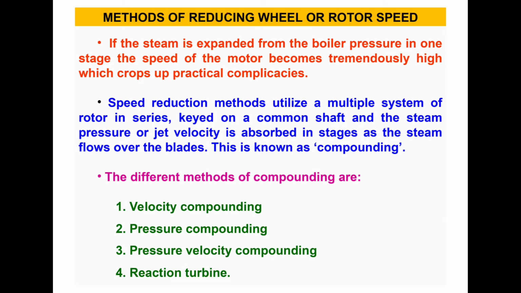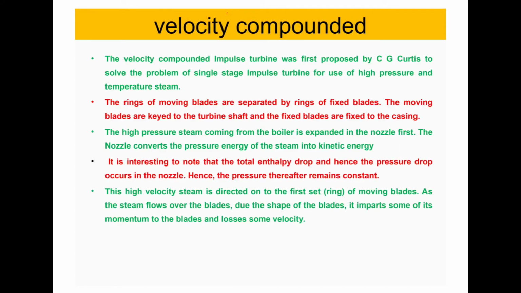The different methods of compounding are there. First one, velocity compounding; second one, pressure compounding; third one, pressure velocity compounding; finally, reaction turbine. The velocity compounded impulse turbine was first proposed by C.G. Curtis to solve the problem of the single stage impulse turbine for use with high pressure and temperature steam.